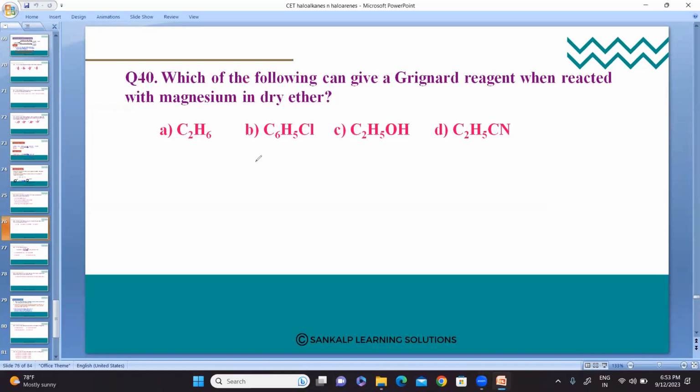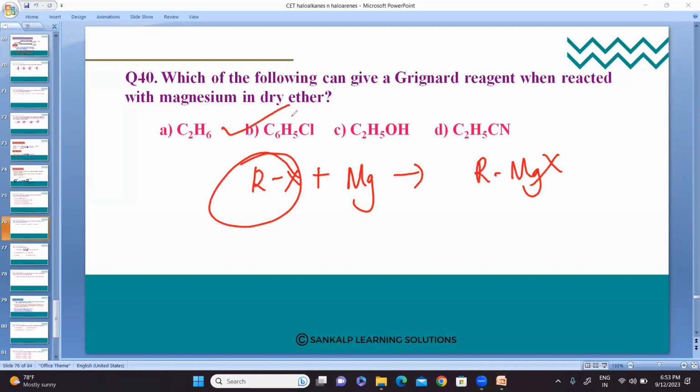You require an alkyl halide, right? RX plus Mg will give you what? RMgX. So what is RX? It is an alkyl halide. So it is C6H5Cl, right? So when an alkyl halide is treated with magnesium, that is a metal, what does it form? It forms RMgX. So B is the option.